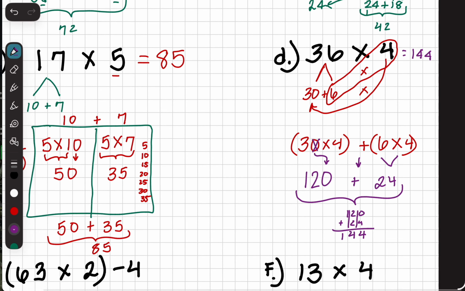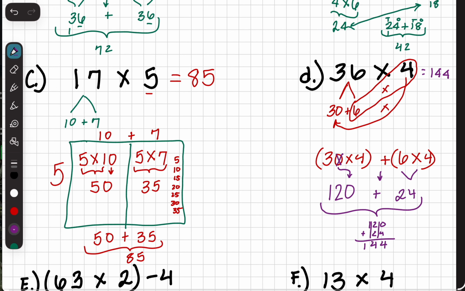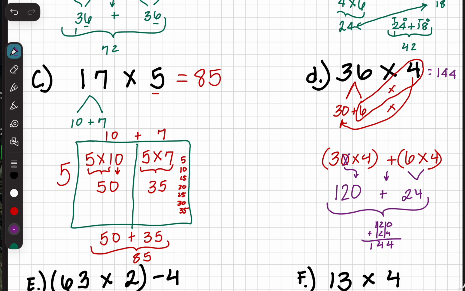Okay, so these two pretty much are the same strategy. However, I just didn't draw the box for one of them.